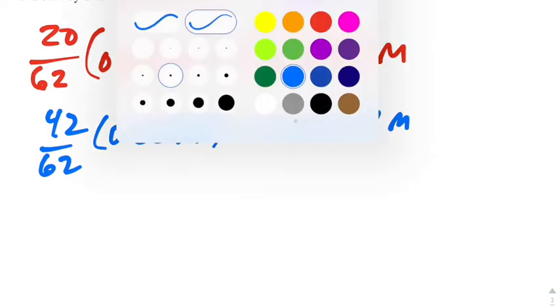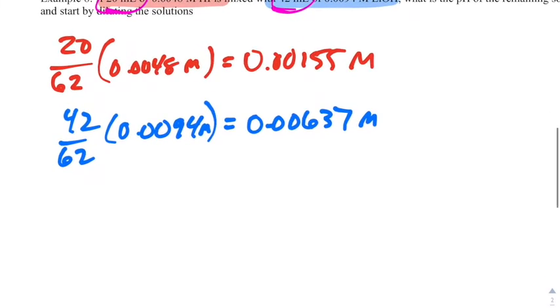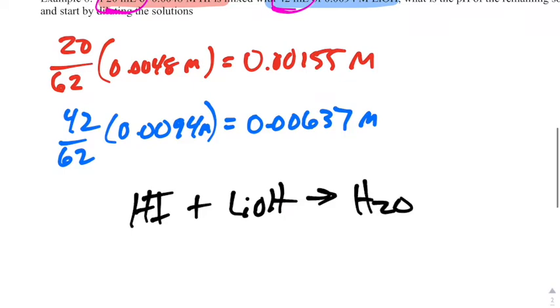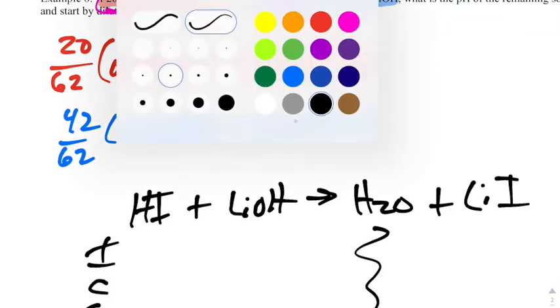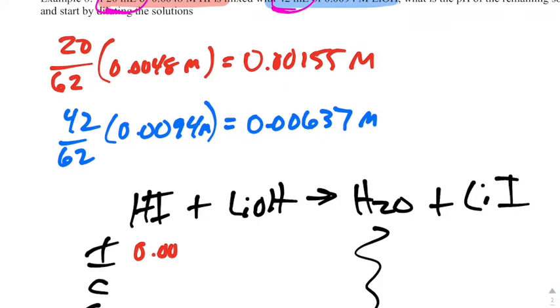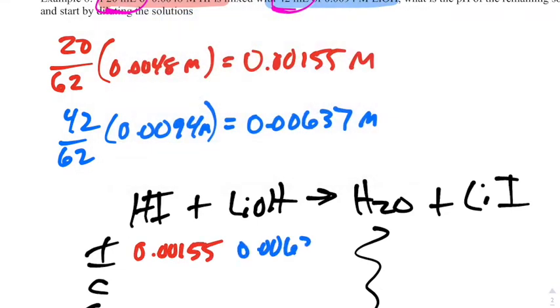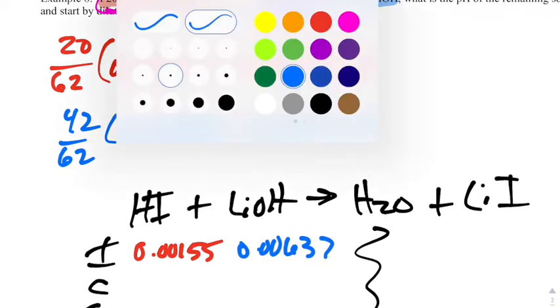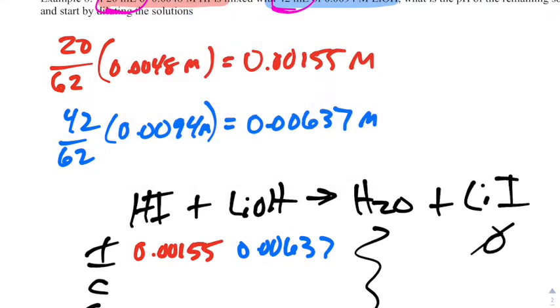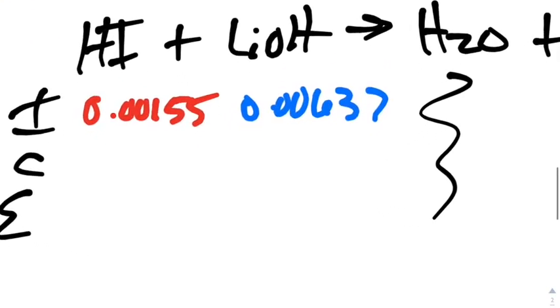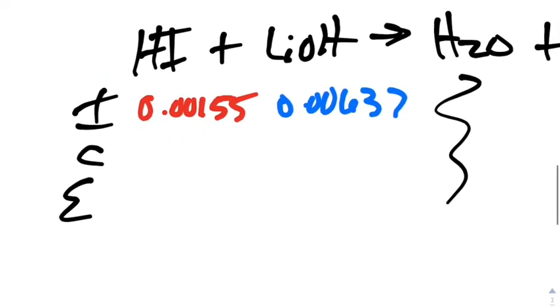Then they're going to react as far as they can. And what do I have? I've got HI plus lithium hydroxide, both strong species. So we're going to go to water and lithium iodide over here. I got an I, I got a C, and I got an E, and who cares about the water? And I got 0.00155 here, and I got 0.00637 here. And again, nobody cares about the lithium iodide unless that's the point of the problem, but it's not.